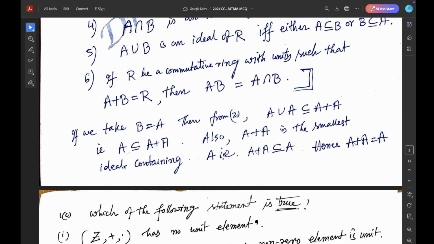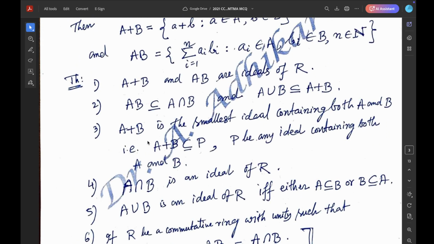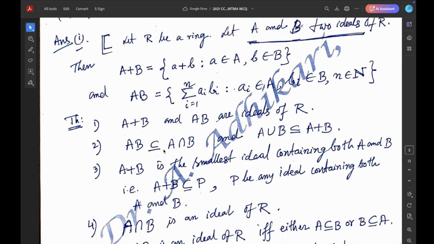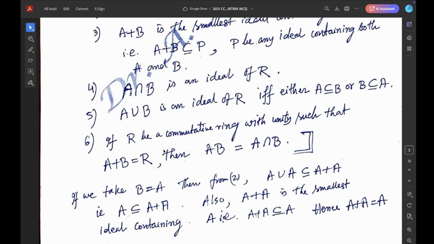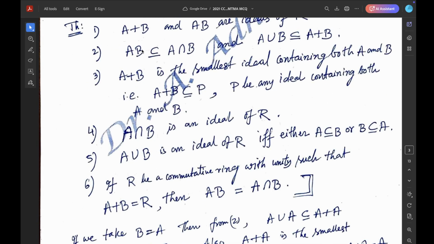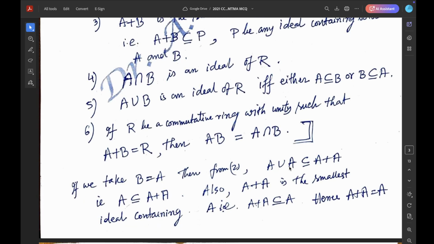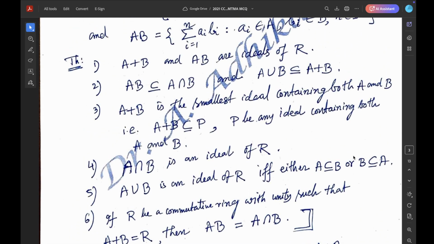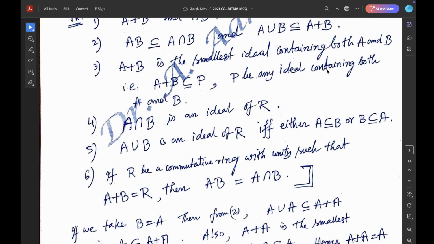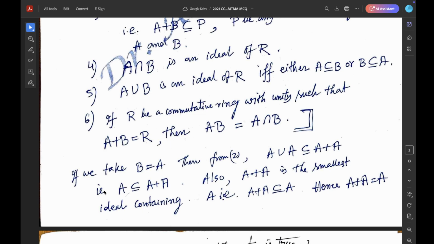Now let us first take statement 2 of this theorem: AB is a subset of A intersection B, and A union B is a subset of A plus B. If we take B equal to A, put A in place of B, then A union A is a subset of A plus A. And A union A means A, so A is a subset of A plus A.